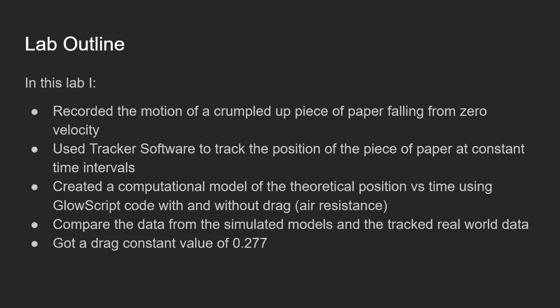I used Tracker software to track the position of the piece of paper at constant time intervals. I also created a computational model of the theoretical position versus time using GlowScript code with and without drag, air resistance. This is done by changing that b proportional constant value that I explained earlier in the drag equation. I also compared the data from the simulated models and the tracked real-world data, and I got a drag constant value of 0.277 for that b value in the drag GlowScript code.